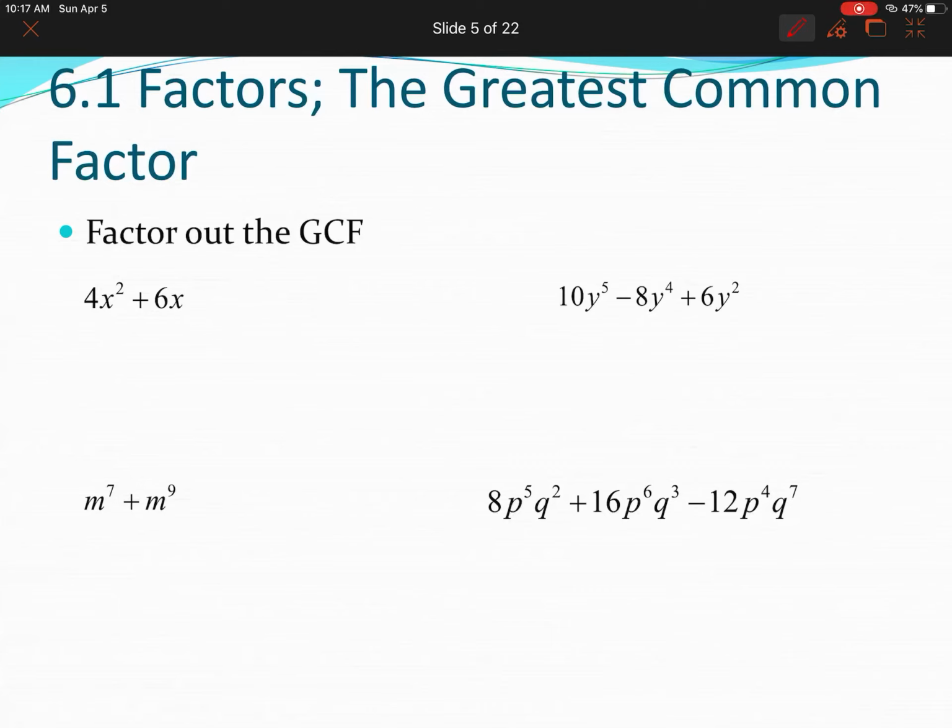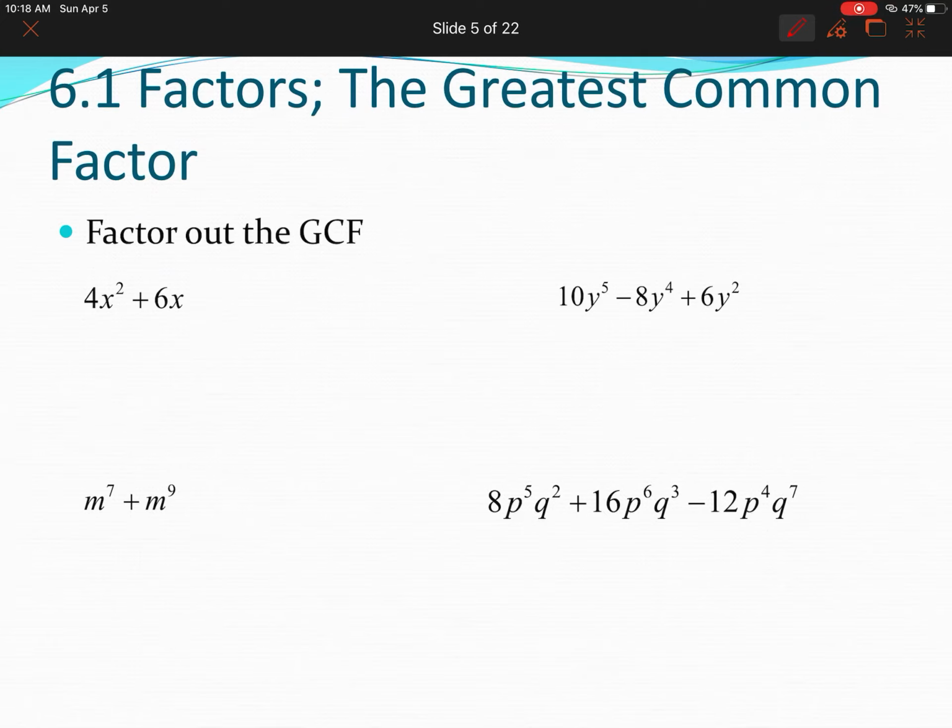We're going to continue in section 6.1 talking about greatest common factors. If you remember in our last video, we closed with the idea of finding the greatest common factor between three terms. Those terms may be just numbers, or numbers and letters combined, but we need to be able to find the greatest common factor. That leads into how we're going to factor polynomials. The first way we're going to factor polynomials is by finding the greatest common factor.